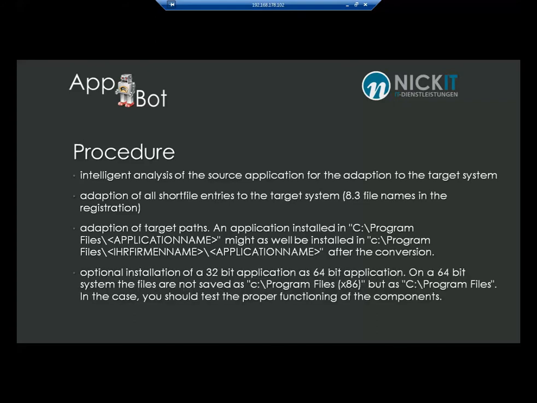Optionally, you can mark a 32-bit application as 64-bit. It will of course be stored in the correct location in the file system. If the application is not marked accordingly, you will find it in program files on a 64-bit system and not under program files x86.